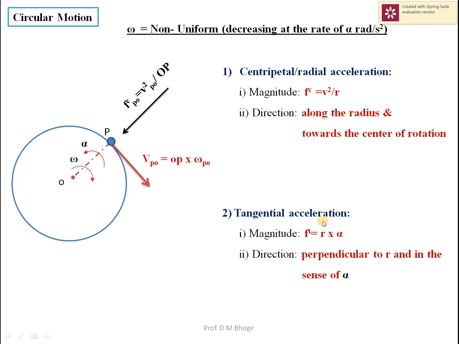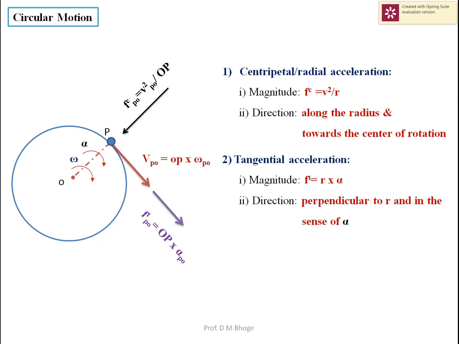And now the tangential acceleration, which will be produced as the result of change in omega, acts in the direction of alpha, perpendicular to r. Now alpha is in this sense, so Ft will act towards the left. It has to be in the direction of alpha. Alpha is counterclockwise, so Ft will go this way. So the magnitude will remain the same, only the direction will be in the sense of alpha. Take the first example where there is acceleration, speed is increasing.